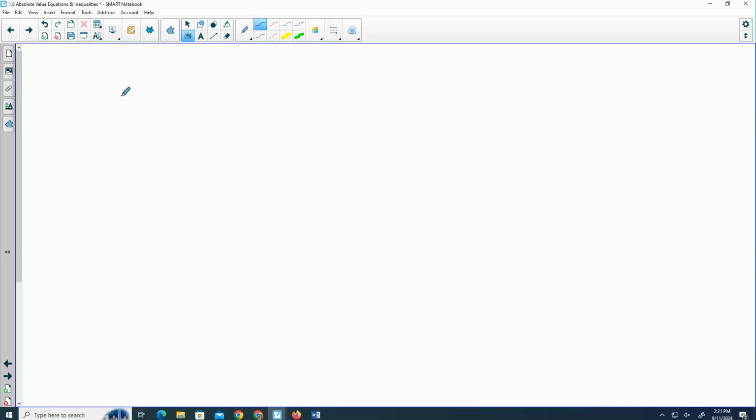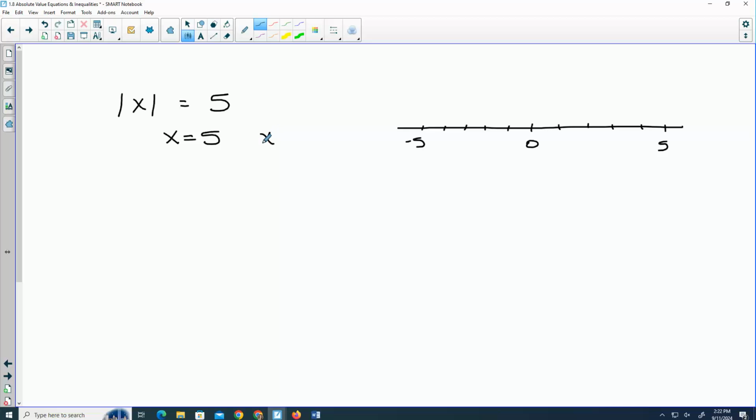So if I said the absolute value of x equals 5, what that means is on a number line, x is 5 units away from 0. So what could x be? Either a positive 5 or a negative 5. So when you solve it, you set it equal to the positive and the negative. We get those two answers.